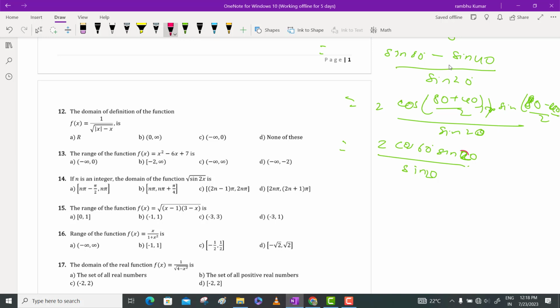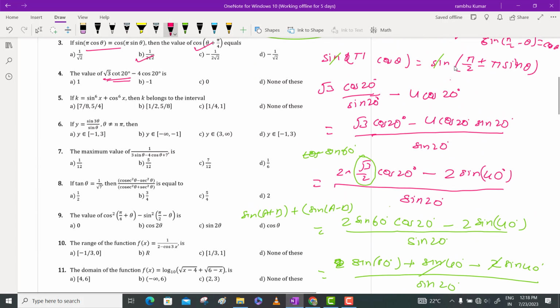So now sin 20 gets cancelled out. So we will have 2 cos 60. Now cos 60 is nothing but 1 by 2. So 2 into 1 by 2 gets cancelled. So we will have 1. So the final answer is nothing but option A.